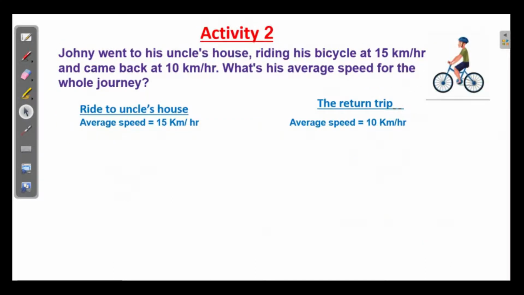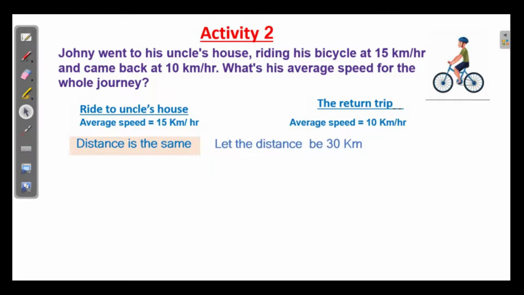The second activity: Johnny went to his uncle's house riding his bicycle at 15 km per hour and came back at 10 km per hour. What is his average speed for the whole journey? The same type of problem, isn't it? So, the ride to uncle's house average speed was 15 km per hour, and for the return trip average speed was 10 km per hour.